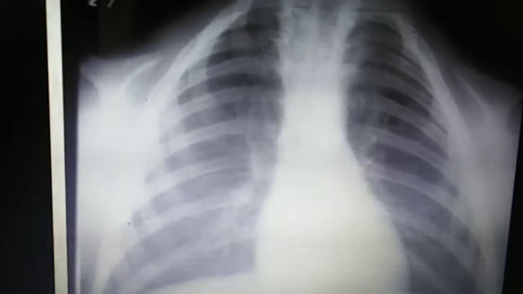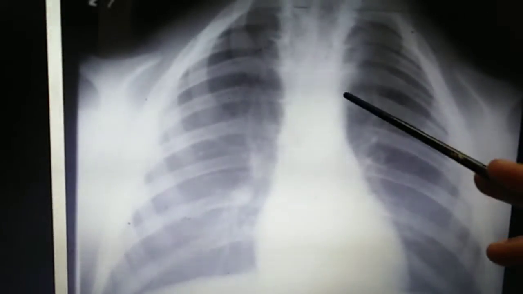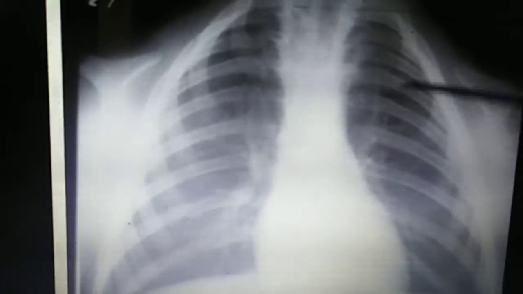Next is an applied anatomy, that is the cleidocranial dysostosis, that is the congenital absence of the clavicle bone. So that's it.